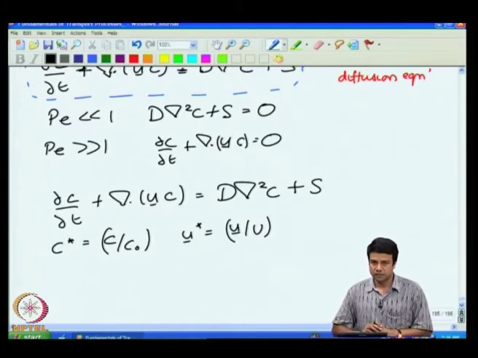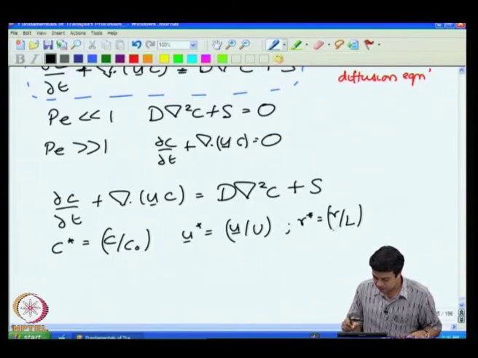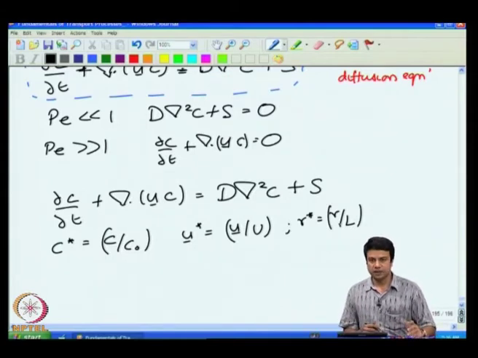If I had a flow in a pipe, this could be the mean velocity or the maximum velocity. If I had a sphere moving in a fluid, this would be the sphere velocity, the characteristic velocity. And I can define the characteristic length scale: R star is equal to R by capital L. Similarly, x, y and z would all be scaled by this characteristic length scale.